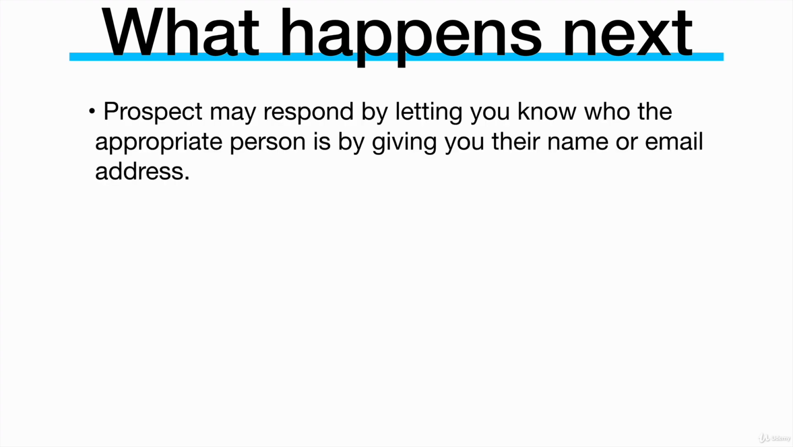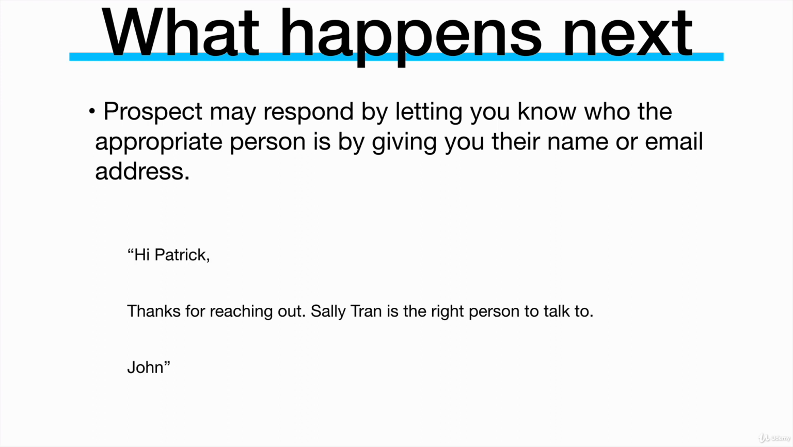Another thing that might happen is, let's say the 4 people that you emailed are all not the right person. What may happen is the prospect may email you back letting you know who the appropriate person is by giving you their name and email address. So a response might be, hi Patrick, thanks for reaching out. Sally Tran is the right person to talk to.